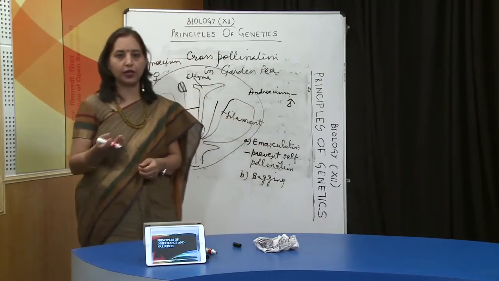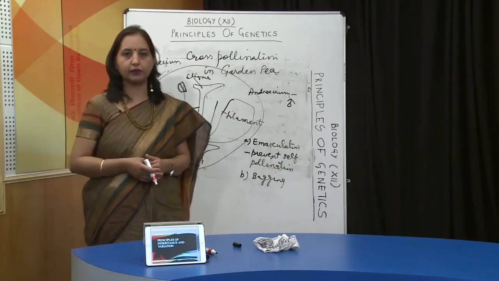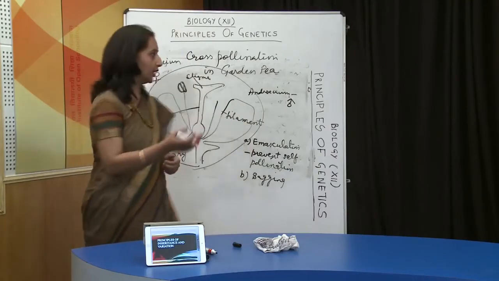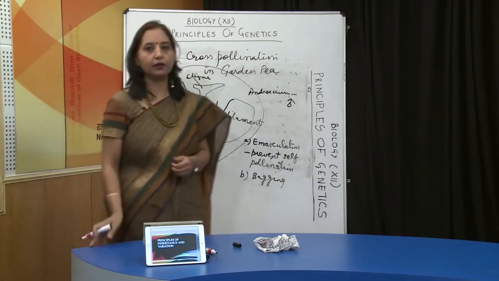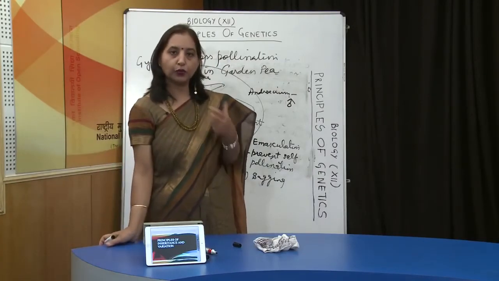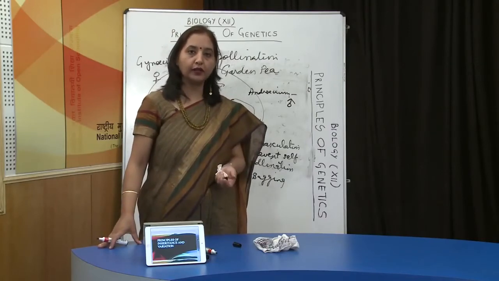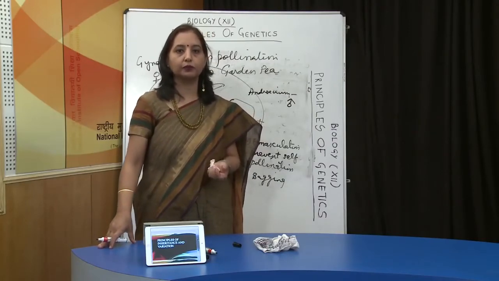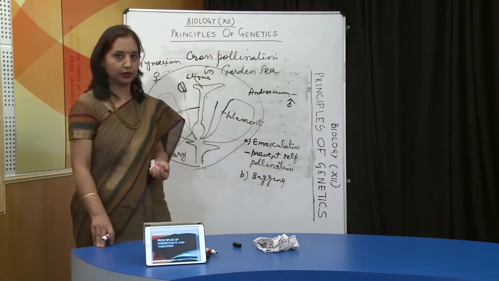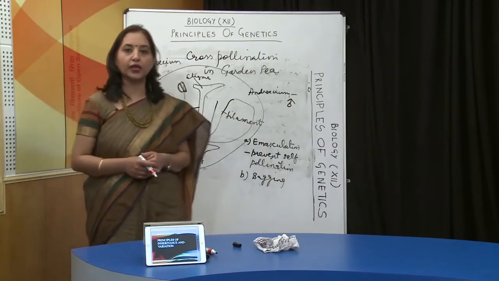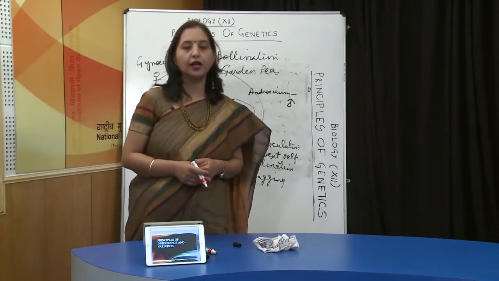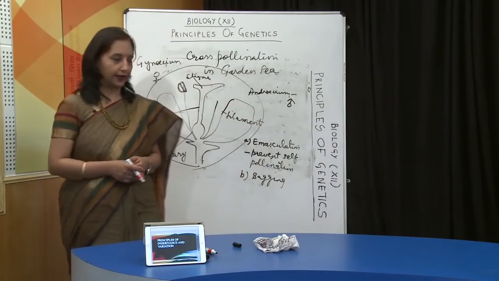There might be pollen grains coming from some undesirable plant which we don't want, and they can come and fall on the stigma and bring about cross-pollination. So to prevent the contamination of stigma from unwanted pollen grains, this step was done, that is bagging, that is covering the emasculated flower with a polythene bag.